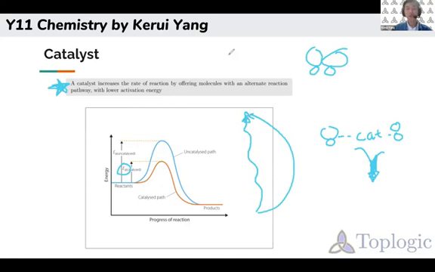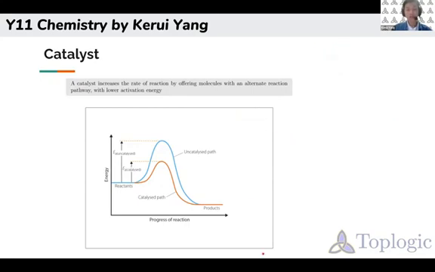Okay, and I want you guys to draw this graph over here. So again, it's a reaction coordinate, right? So you have progress of reaction and energy over here. So essentially, I'm forming the same reactants and products, but my EA is now just lower.